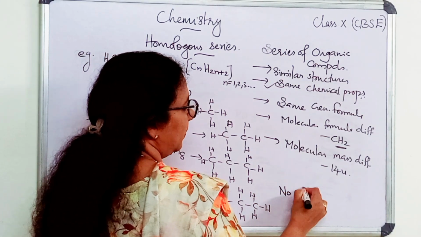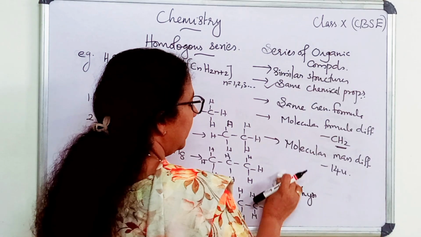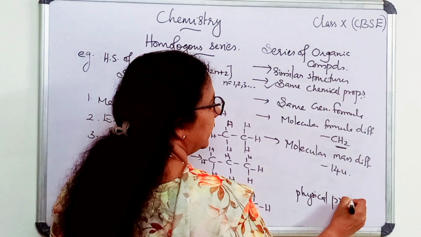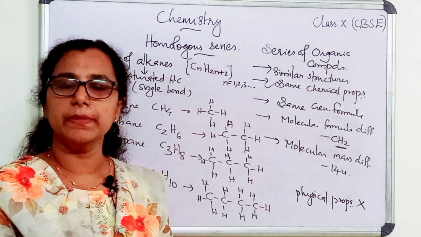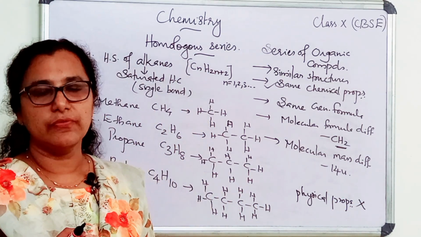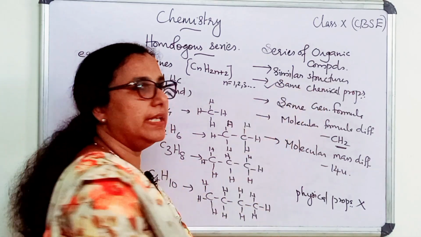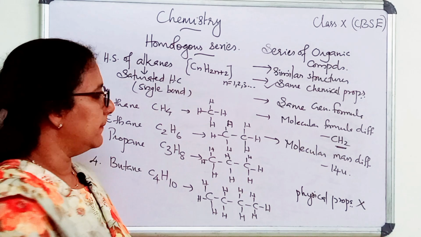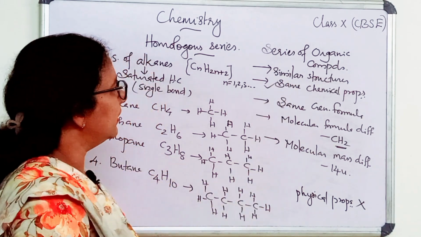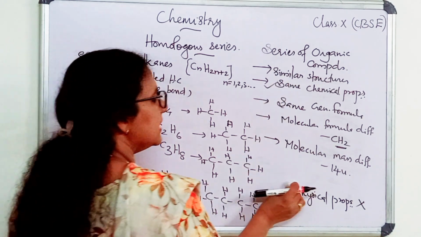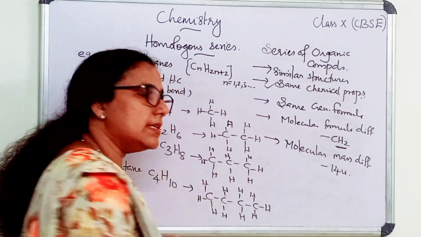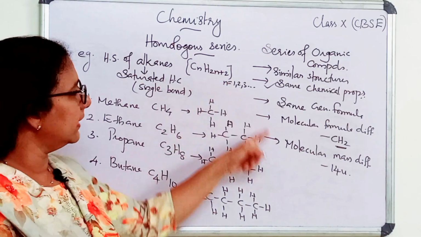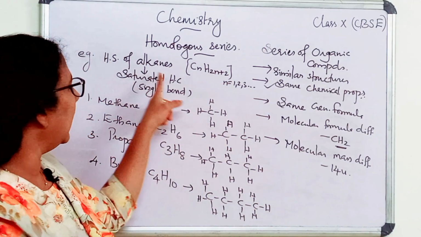But physical properties will not be the same. Physical properties of a homologous series will not be the same for all the members, but the chemical properties of the members of a homologous series will be the same. So these are the main characteristic features of a homologous series. This is the case with alkanes. The characteristic features of all homologous series will be the same. So we have proved all the characteristic features with the alkane family.